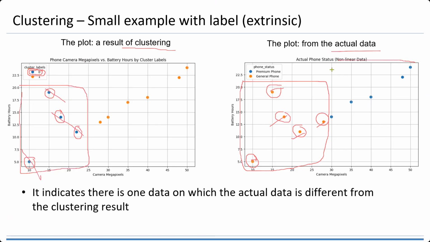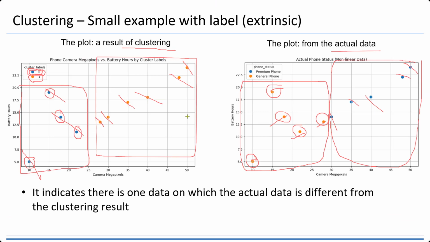Now let's see this actual data. We have 1, 2, 3, 4, 5 of the premium phone. And what about this? This is cluster 1. We have 1, 2, 3, 4, 5, 6. Okay, so there are 6 of cluster 1 and there are 4 of cluster 0. Meanwhile, in the actual data, we have 5 general phone and we have 5 premium phone.